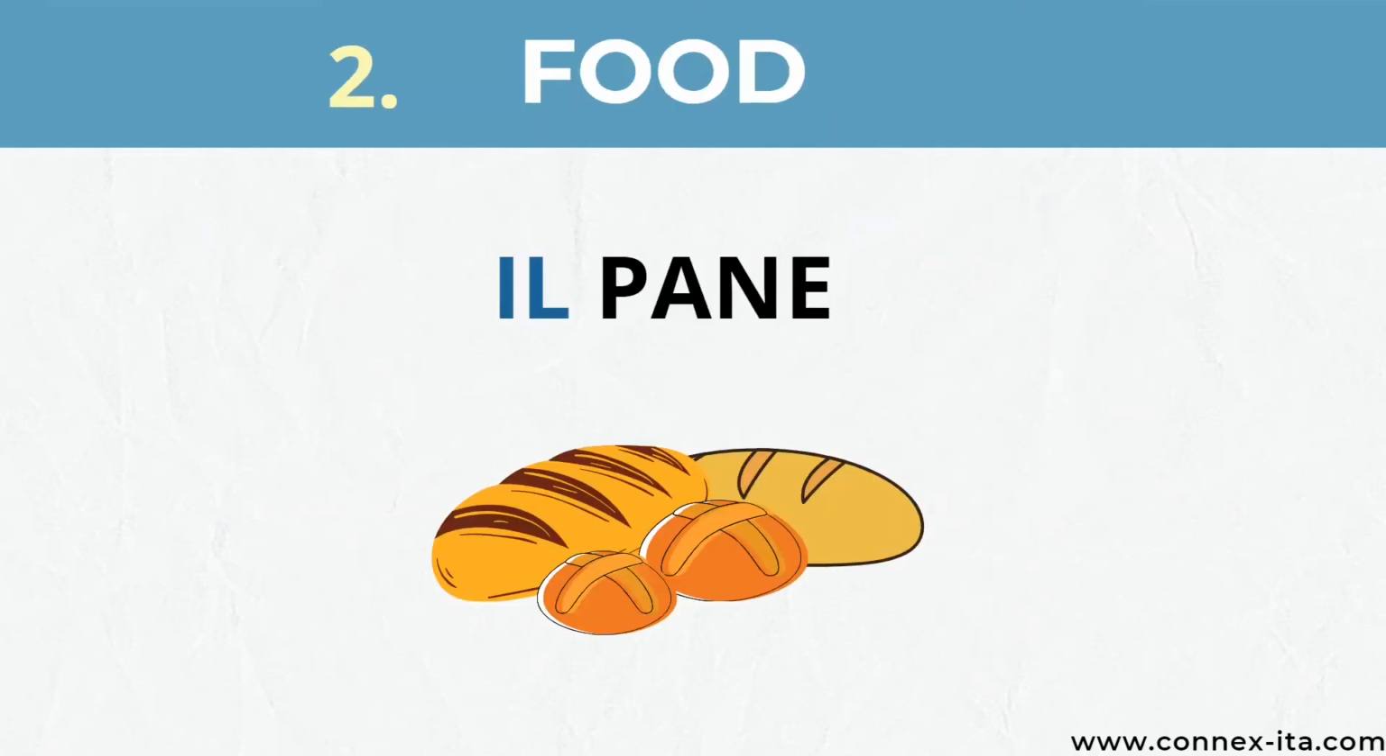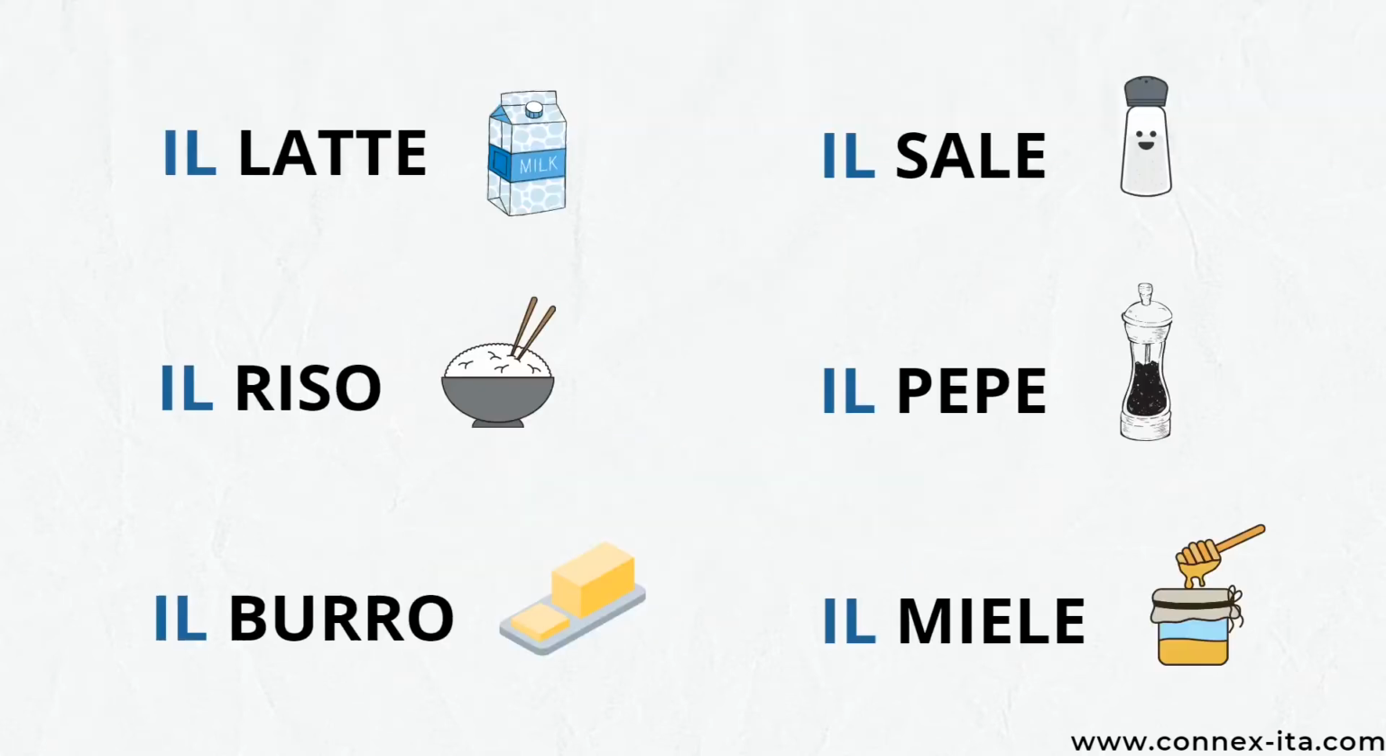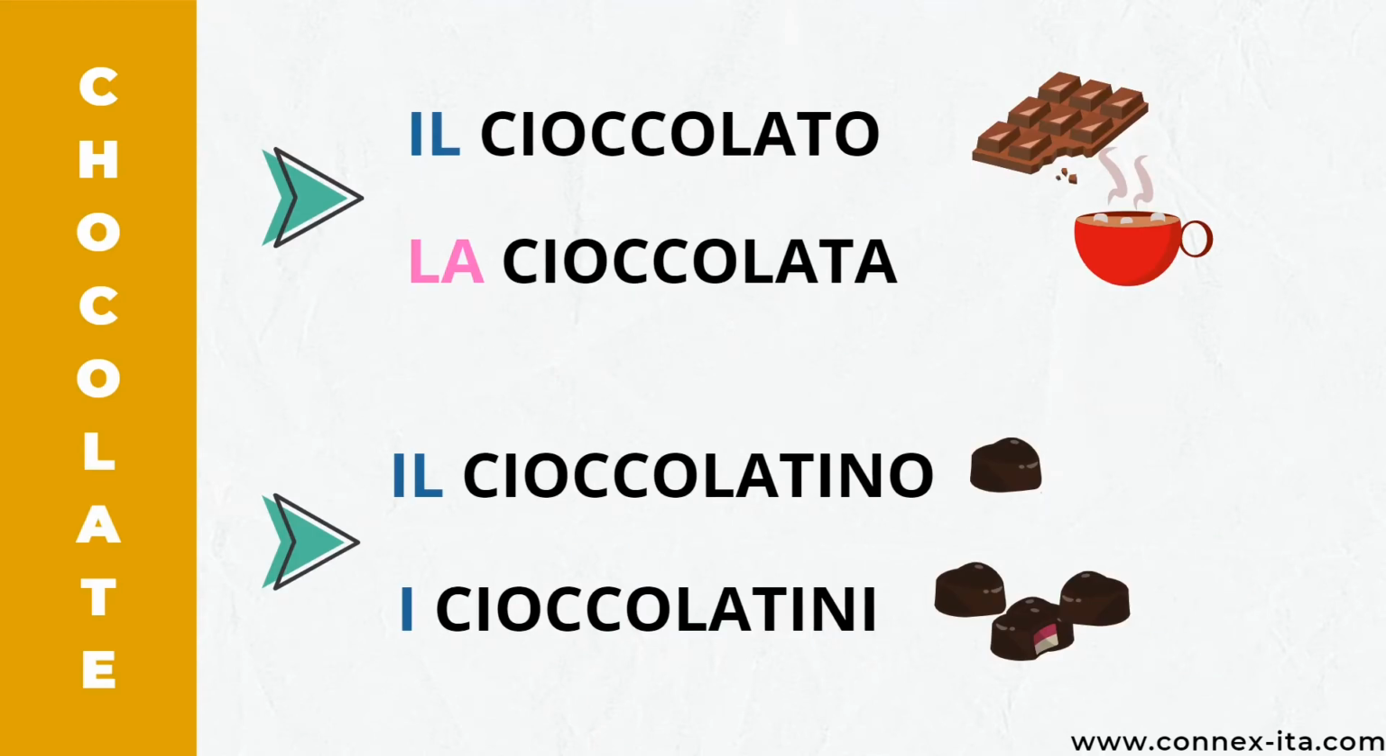Then we have some type of food such as il pane, which is the bread. Other examples are il latte, milk, il riso, rice, il burro, butter, il sale, salt, il pepe, black pepper, and il miele, honey.